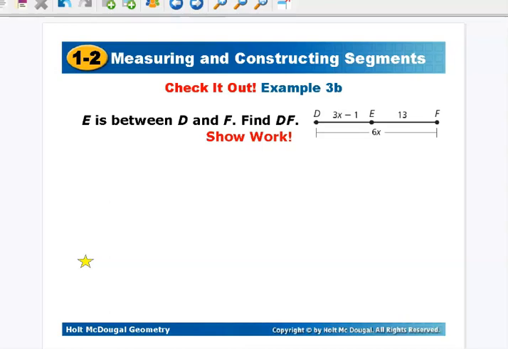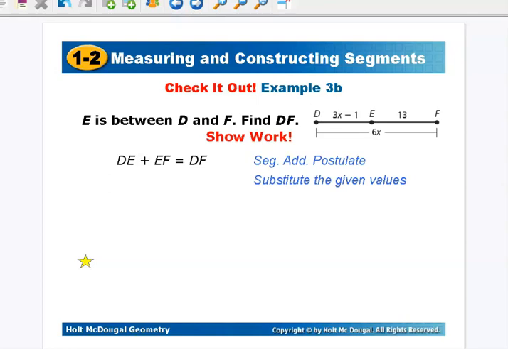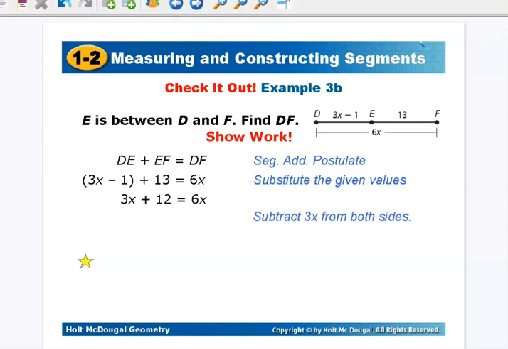So first things first. We are going to start with the segment addition postulate again. We're adding these two segments together to equal the total. So we're going to substitute the values that we know. Again, they're expressions that are given. At this point, we've got the algebra written. We just need to simplify and solve, and I'll go through these steps fairly quickly.